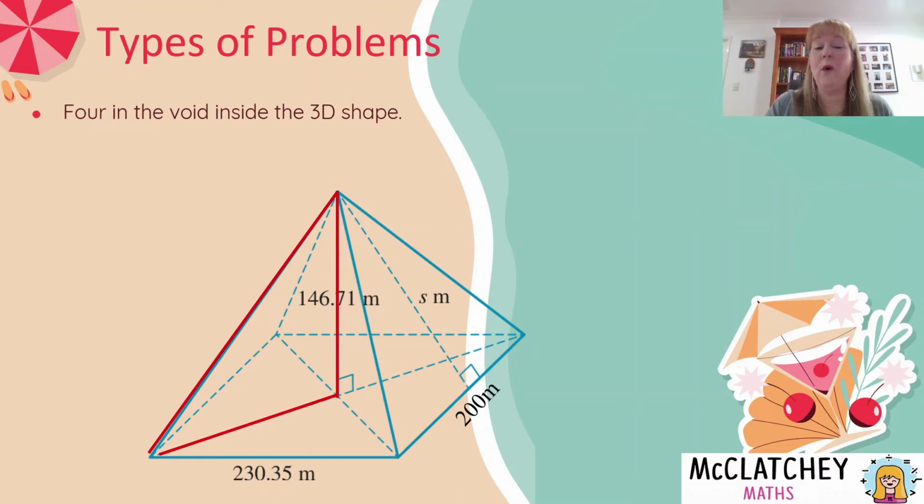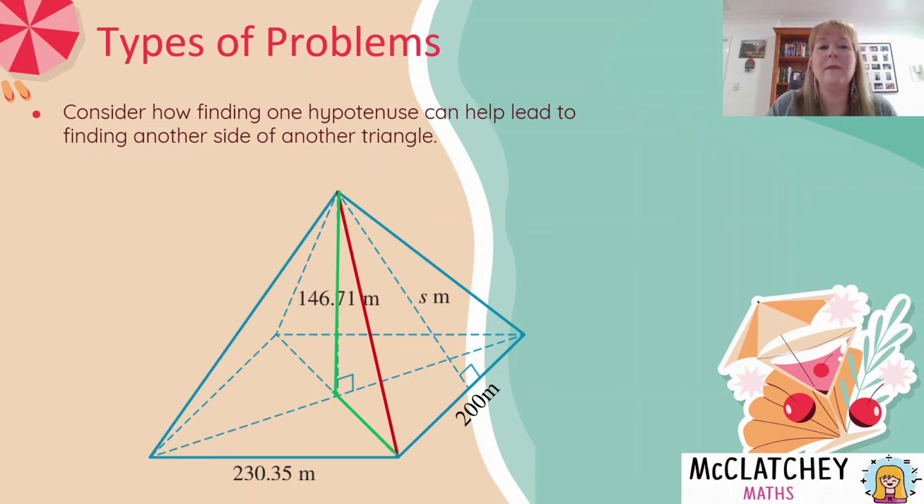And then there are 4 inside the void in that 3-dimensional shape that are not as obvious because they are made up of the height of the pyramid from the inside and that corner coming to the outside. So we've actually got 16 3-dimensional right-angled triangles inside our 3D shape. So that's a lot of triangles to work with, and these kind of problems can be a little bit overwhelming. So what you need to do is consider how finding the hypotenuse of one triangle, or finding a side using the hypotenuse of one triangle, can help you to find sides in another triangle.